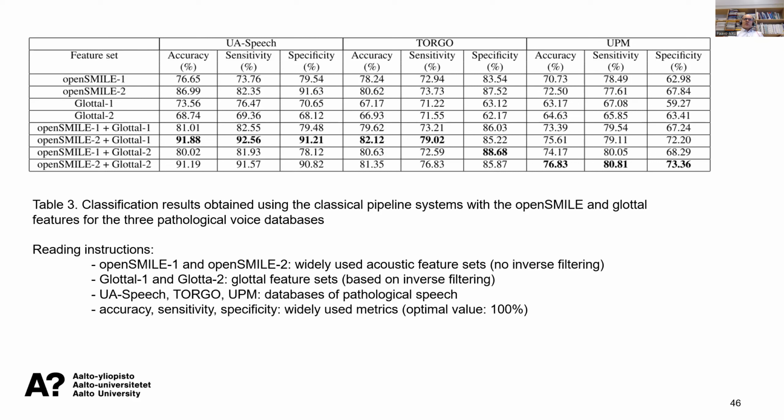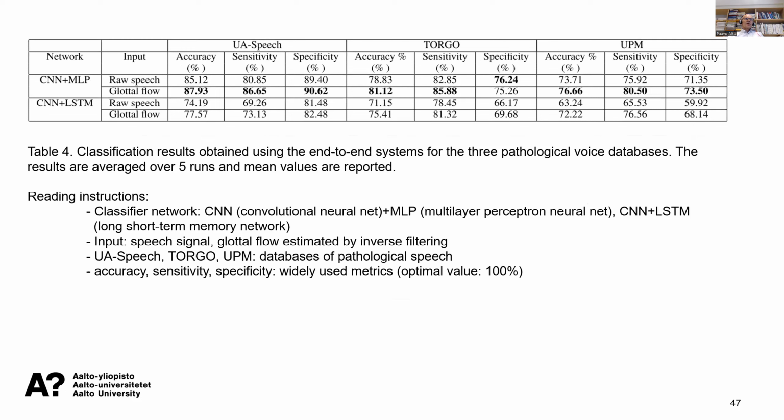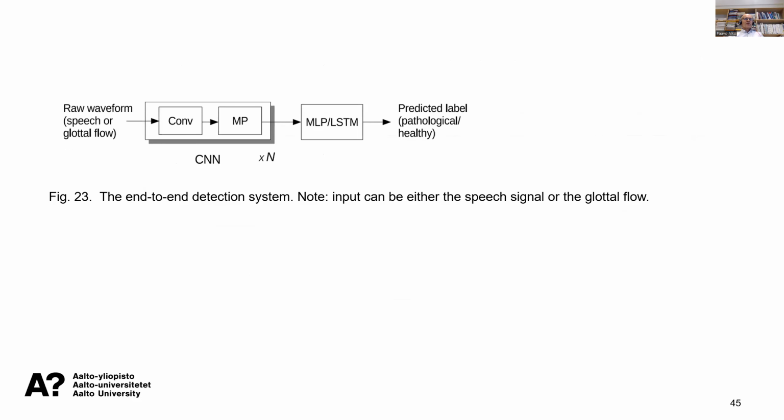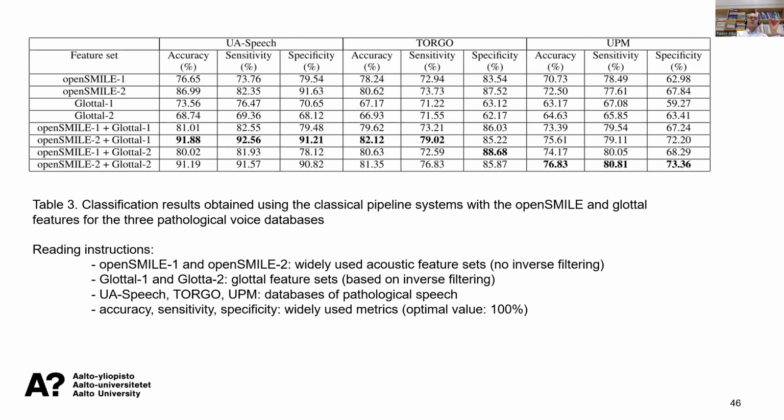So this is kind of the overall results we obtained from here. And then interestingly, let's look at what happened for this end-to-end system. Again, the end-to-end system doesn't need any features. We have a speech signal, which is the default assumption, or in this case, we use the inverse filtered glottal waveform as an input.